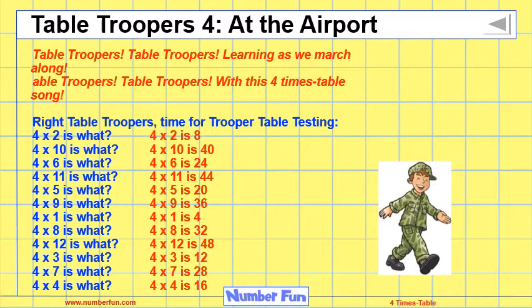4 times 2 is 8. 4 times 10 is 40. 4 times 6 is 24. 4 times 11 is 44. 4 times 5 is 20. 4 times 9 is 36. 4 times 1 is 4. 4 times 8 is 32. 4 times 12 is 48. 4 times 3 is 12. 4 times 7 is 28. 4 times 4 is 16.